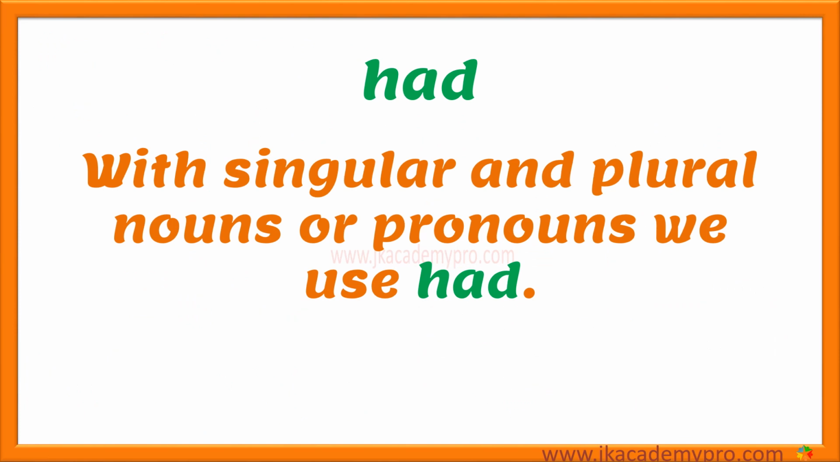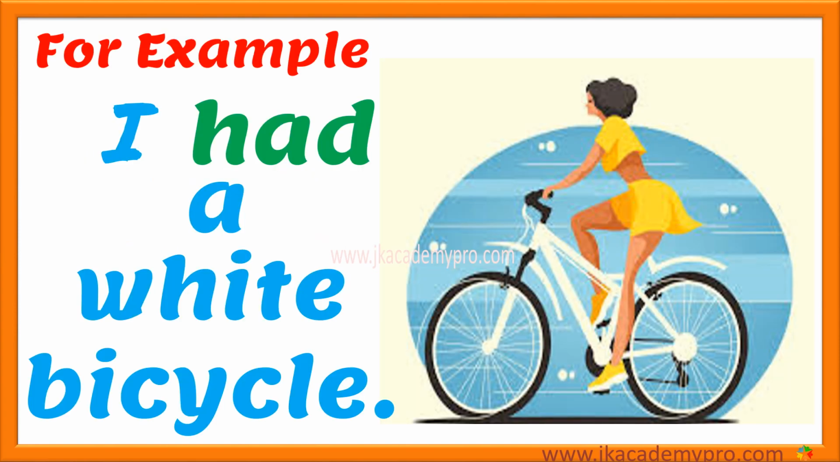Now let us understand how to use the verb had. Had is used when something already belonged to someone, that is in the past tense. Therefore, with singular and plural nouns or pronouns, we use had. Now let us see some examples with the verb had. Here is a sentence for you. It says, I had a white bicycle. It means that I already had this bicycle. I no more have it now. So when something already belonged to me, I say I had a white bicycle.